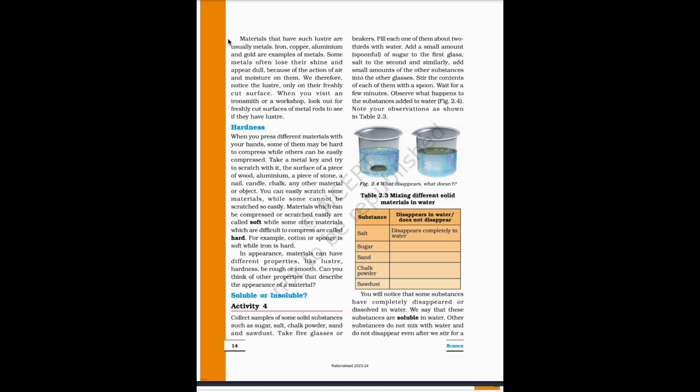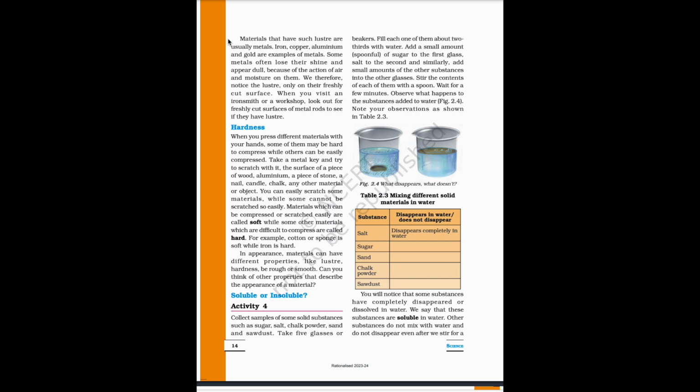Materials which can be compressed or scratched easily are called soft, while some other materials which are difficult to compress are called hard. For example, cotton or sponge is soft while iron is hard. In appearance, materials can have different properties like luster, hardness, be rough or smooth. Can you think of other properties that describe the appearance of a material?